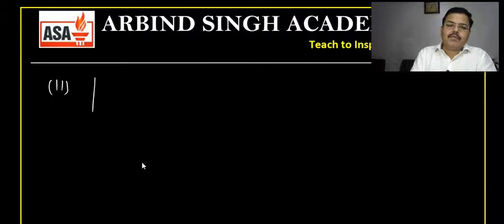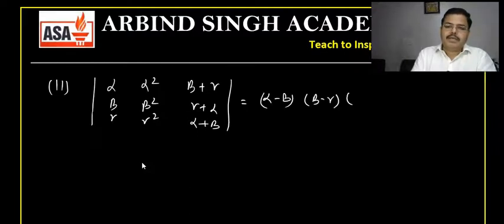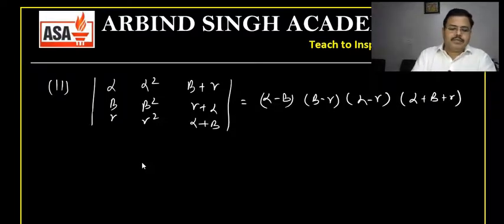Prove that the determinant with rows alpha, beta, gamma; alpha square, beta square, gamma square; and beta plus gamma, gamma plus alpha, alpha plus beta is equal to the product of alpha minus beta, beta minus gamma, alpha minus gamma, and alpha plus beta plus gamma. That is the result which we have to prove.